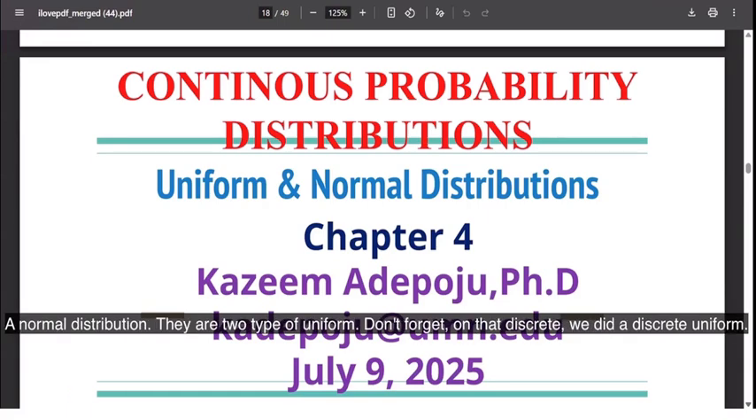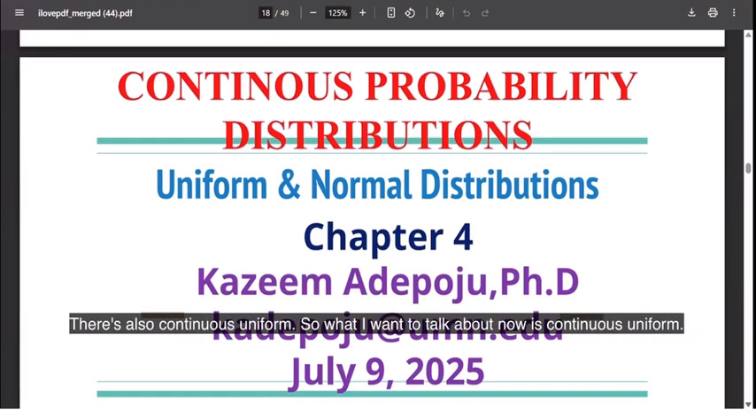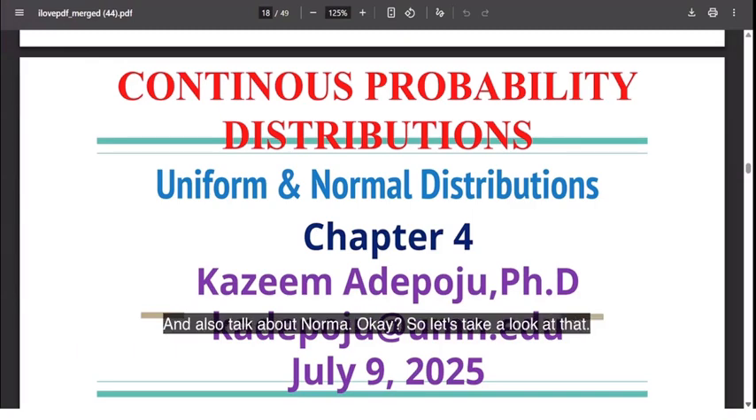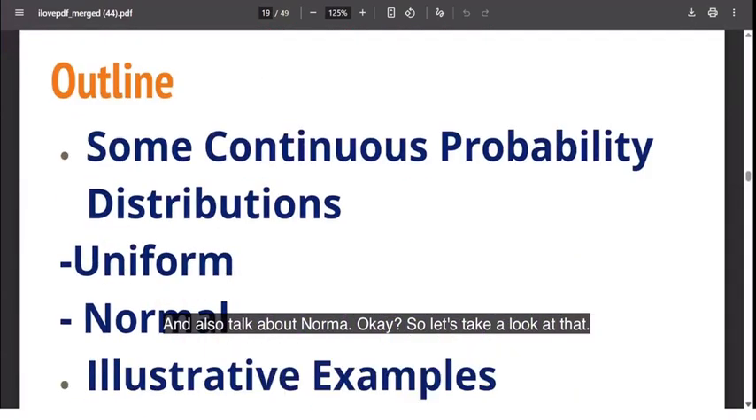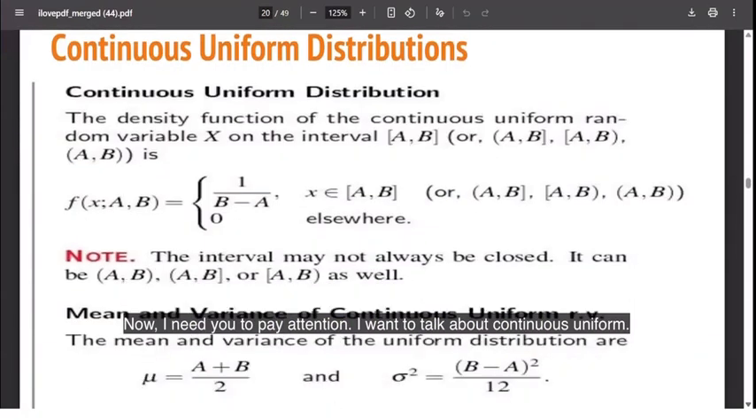There are two types of uniform. Don't forget, under discrete, we did a discrete uniform. There's also continuous uniform. So what we want to talk about now is continuous uniform and also normal. Okay, so let's take a look at that. Now I need you to pay attention. I want to talk about continuous uniform.